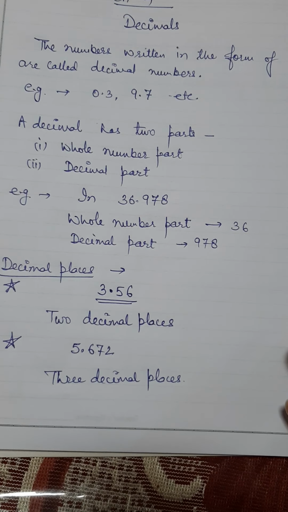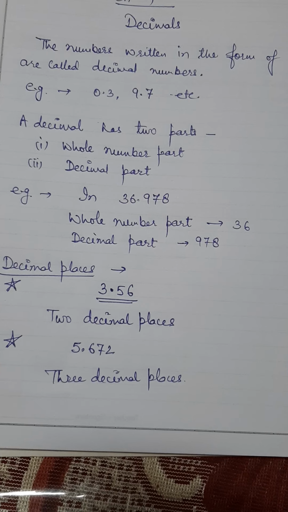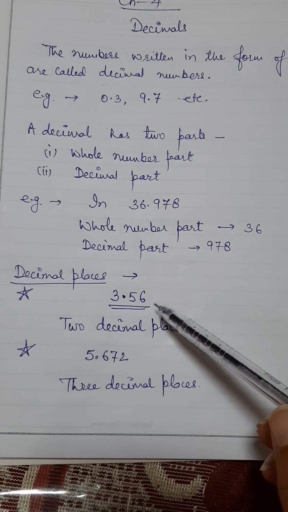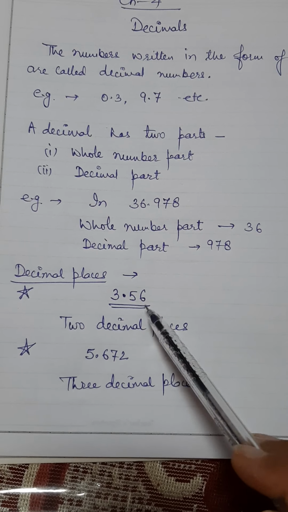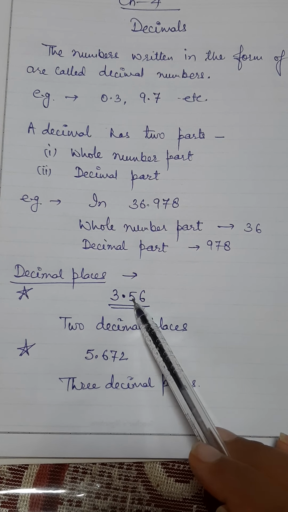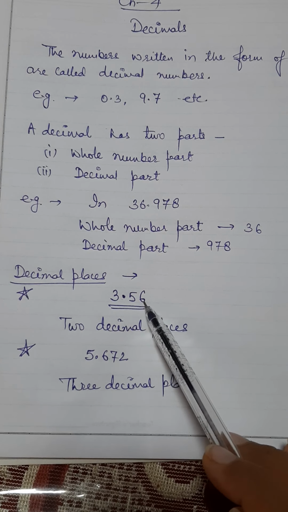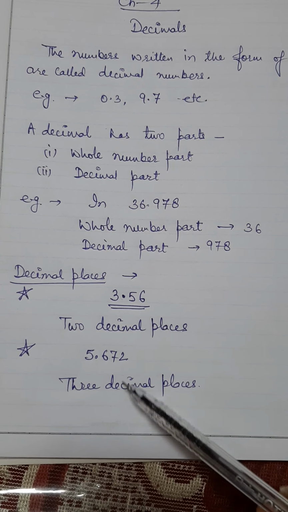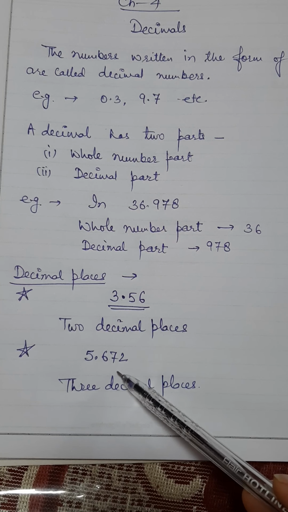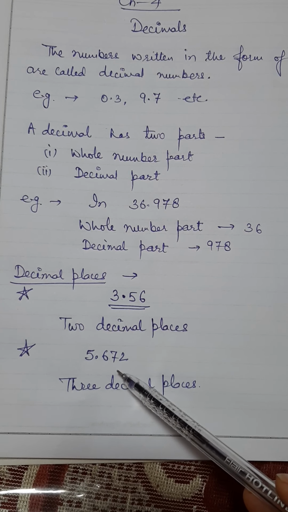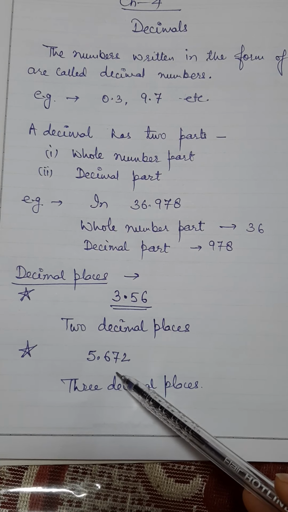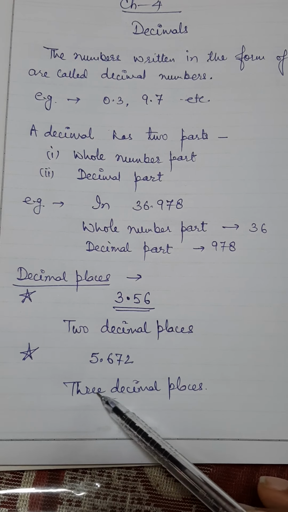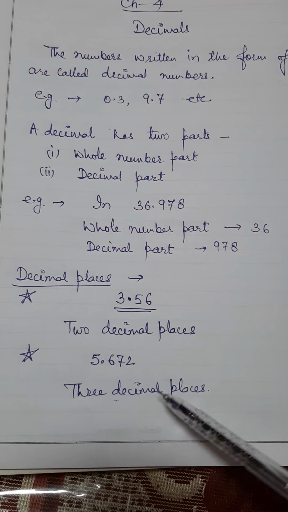Now, how to count decimal places of any given number? So here I have written a number 3.56. Here you can see that after the decimal we have two digits. So it means the number has two decimal places. The next example I have taken is 5.672. Here after the decimal we have three digits. So it means the number has three decimal places.